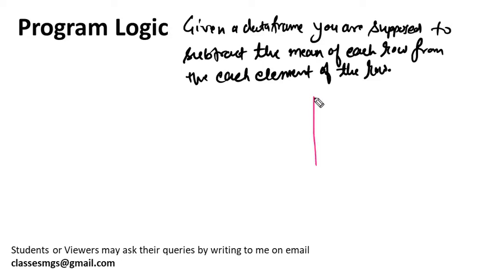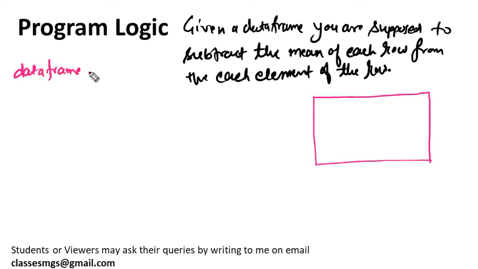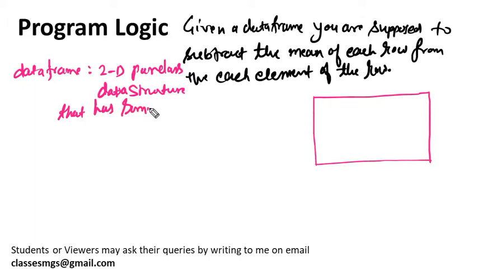Let's suppose this is the data frame that is given. You should know what a data frame is at this point. A data frame is a two-dimensional pandas data structure that has some rows and columns. So this is essentially the definition of a data frame.